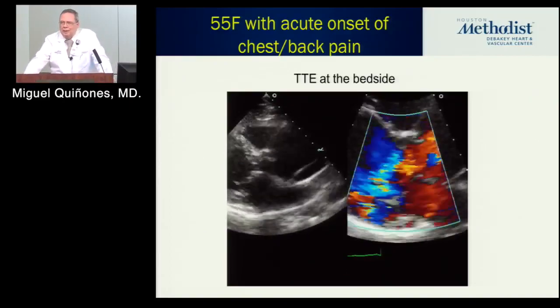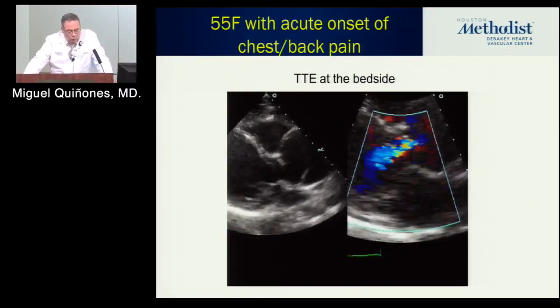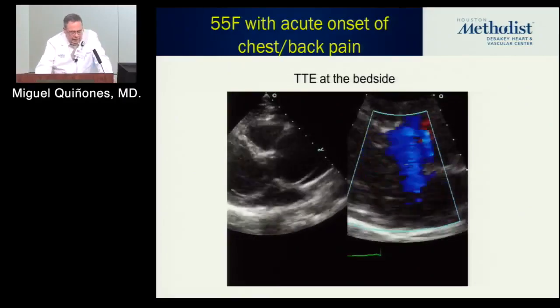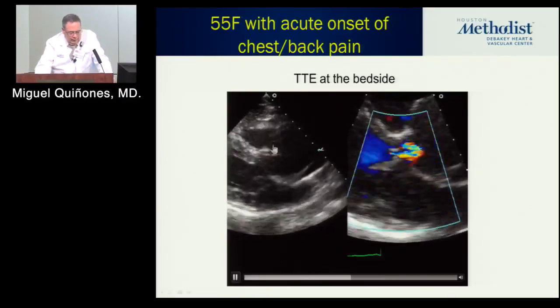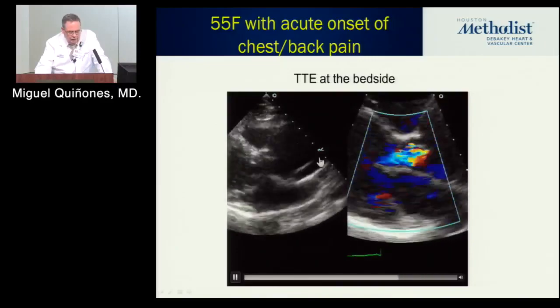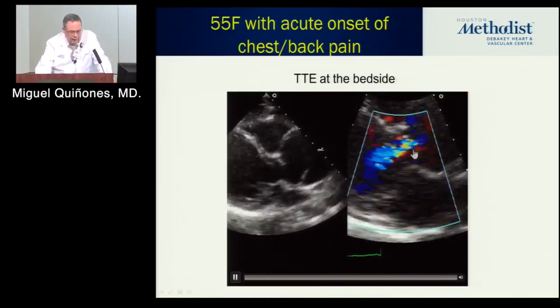Paged me and said, "Dr. Q, I think I have a dissection here." So I walked over to the bedside. We looked at it right there, and this was her echo with a dilated root and a nice intimal flap here. She also had some AI.